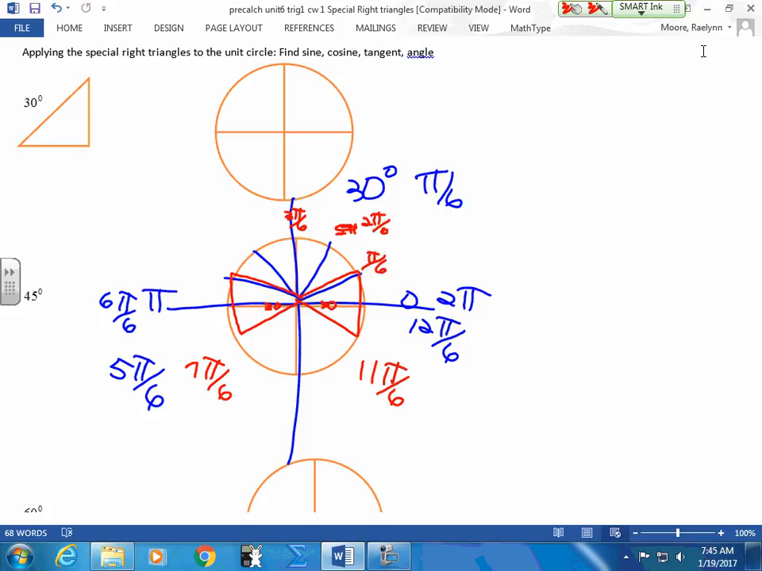Because we know that pi is equal to 180. So how many 30s come in 180? 6. So we take 180 divided by 30. We take 180 divided by 45. That gave us 4.